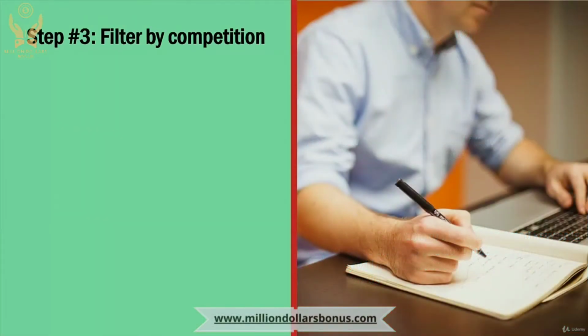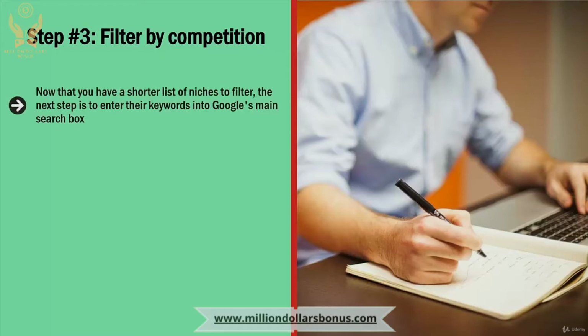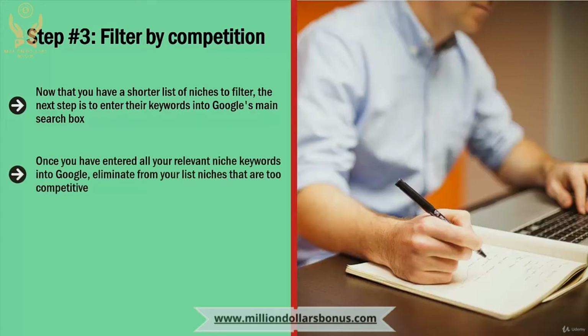Step number 3. Filter by competition. Now that you have a shorter list of niches to filter, the next step is to enter their keywords into Google's main search box. When you enter a search phrase into Google, you will get results, but at the top left corner, Google will inform you how many pages target that search phrase. Take note of this number and write them down next to each niche keyword. Once you have entered all your relevant niche keywords into Google, eliminate from your list niches that are too competitive. These are niches that have too many pages targeting them.